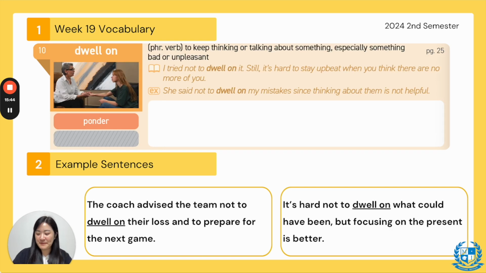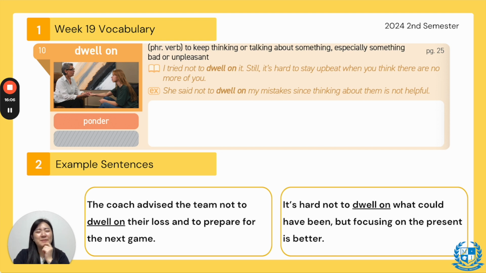Let's go to the next page, number 10. The word is dwell on. Dwell on. The synonym is ponder, to think. And this is a phrasal verb. It means to keep thinking or talking about something, especially something bad or unpleasant.